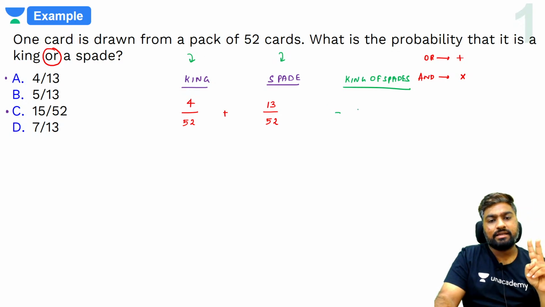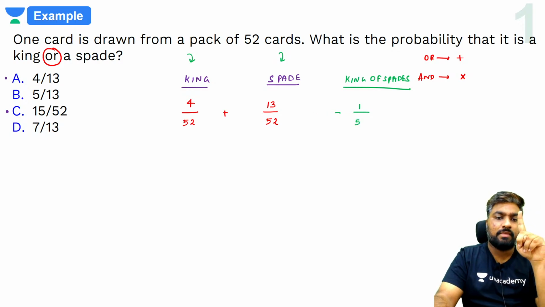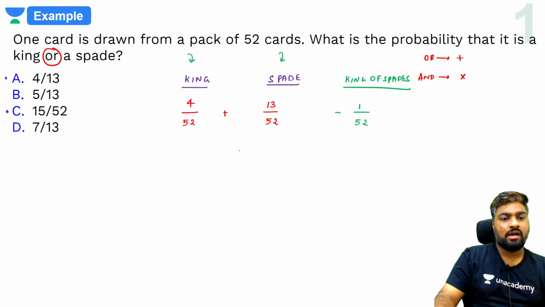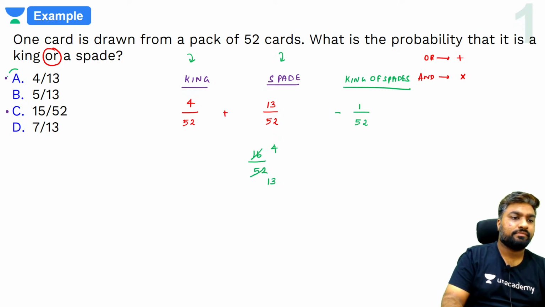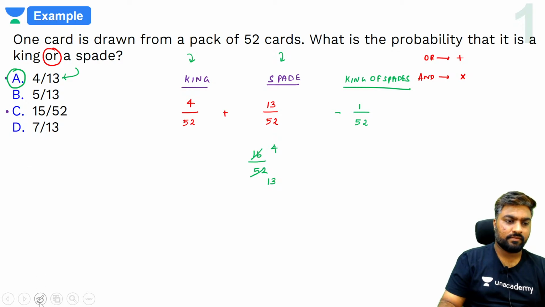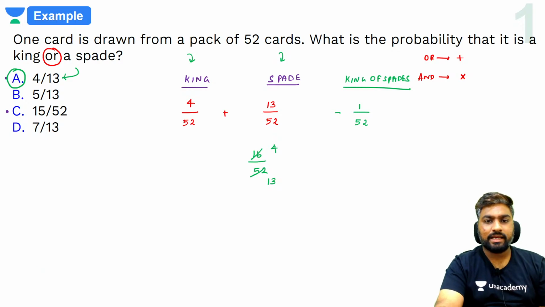Let's remove that. If I remove that duplication here, I'm only going to count it once, so minus 1 by 52. How much is this? This is 16 by 52, gets cancelled by 4, you have 4 by 13. Yes. So what's our answer? Option A, 4 by 13. Clear? Understood, everyone? Yeah, beautiful. So everybody who said A, amazing work, very good. Let's move on to the next question, shall we?